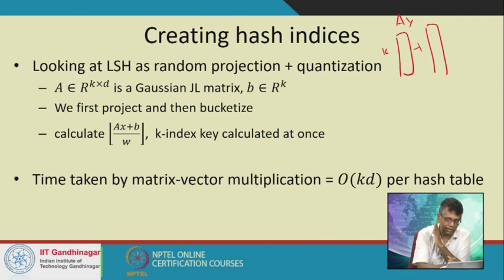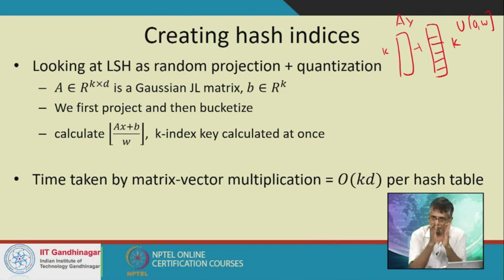Now instead of choosing a single value bi, just choose one bi for each of the coordinates. Create a k-dimensional vector with a random choice bi for each of the coordinates that lies in 0 to w. Then add these two, so calculate Ax plus b. This is again our k-dimensional vector. Now bucketize each of the coordinates independently, and you're done. In one fell swoop of a matrix vector multiplication plus some shift, you have the entire k-sized index for a single hash table.